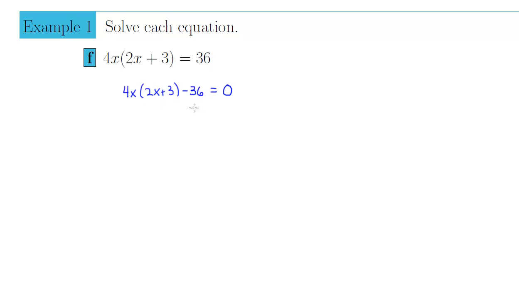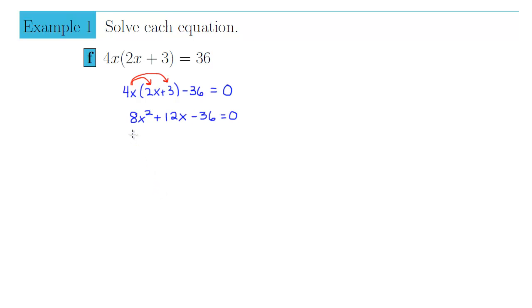a product. So we have to apply the distributive property, and we need to multiply 4x times 2x and 4x times 3. Here we go, 4x times 2x, that gives us 8x squared. 4x times 3, that gives us plus 12x. Then minus 36 equals 0. We want to factor this polynomial.